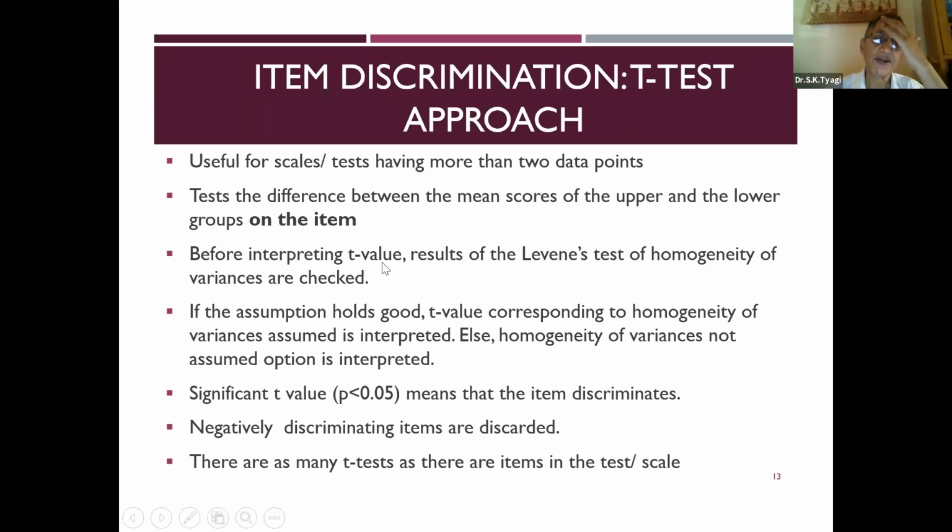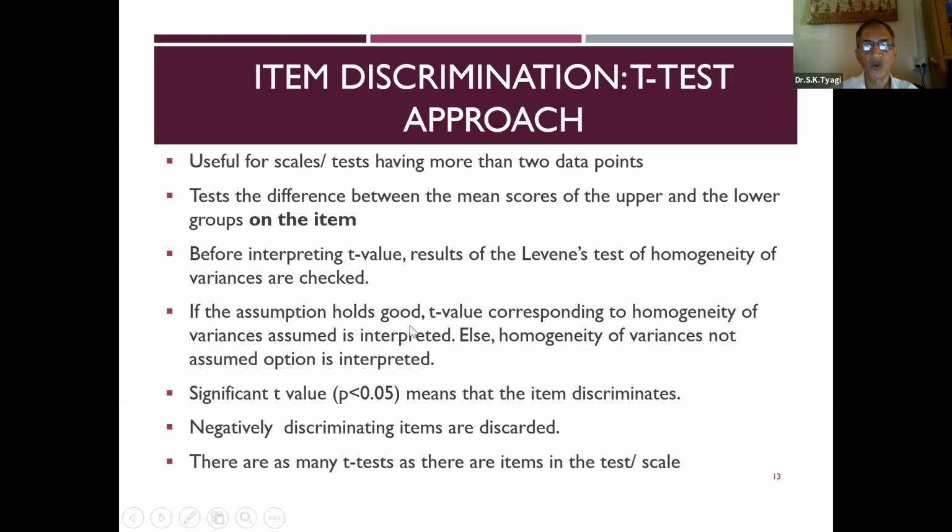But before interpreting the t value, the result of Levene's test of homogeneity of variance is checked. The t-test gives you two types of results. One is whether the variances are equal, variances of score in the upper ability group and variances of the score in the lower ability group. And secondly, whether the mean difference is significant or not. So you have to interpret both.